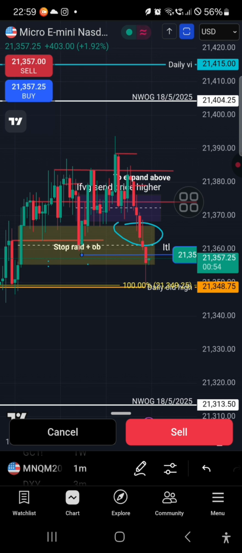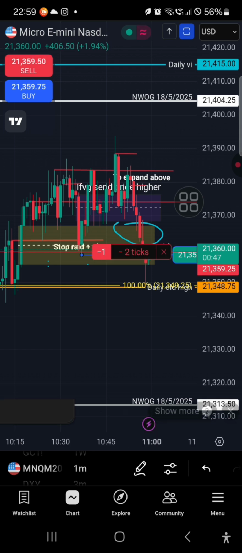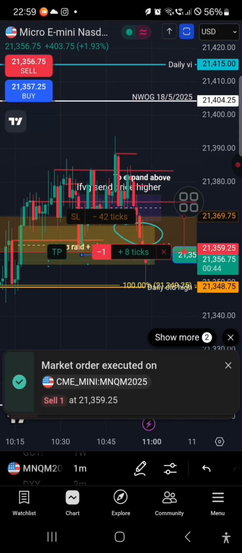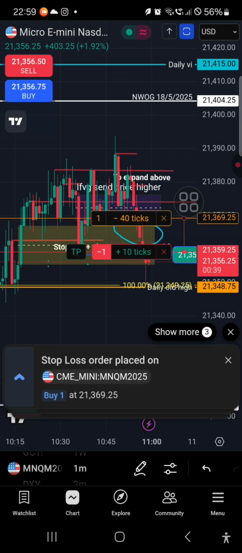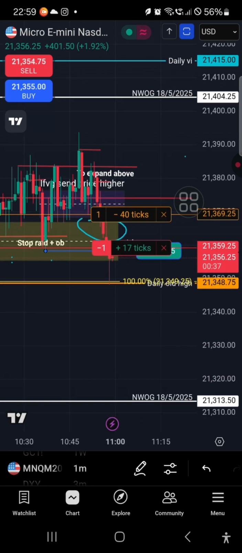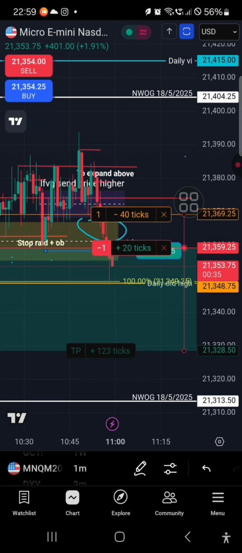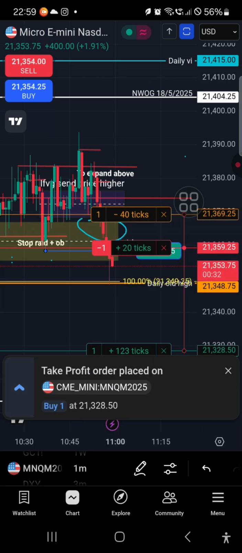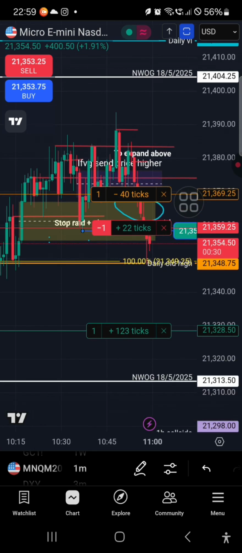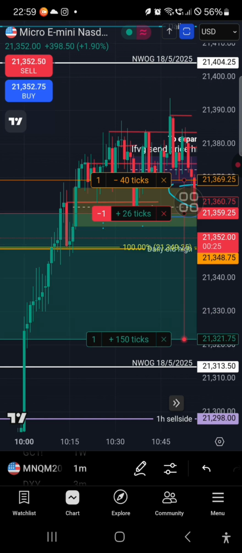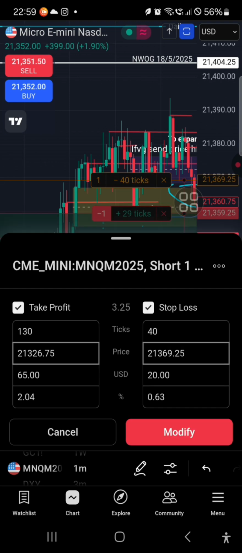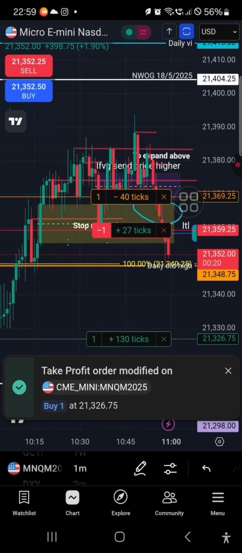Okay, now we got below, so now I'm submitting the lower price. We are so close to the daily VI, but we didn't reach it. Okay, I'm going short here. My stop loss will be right above here. Okay, 40 ticks, 10 handle stop loss, why not? And I'm just going to take profit at the daily low, yeah. I'm aiming here. Okay, that's where I'm aiming.